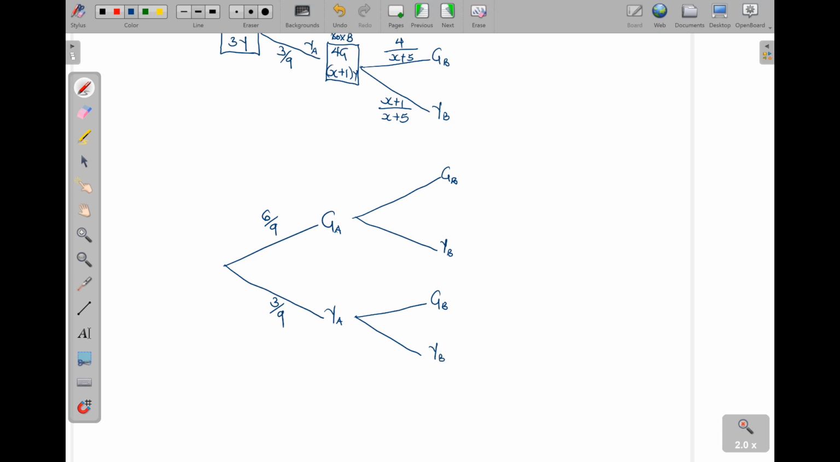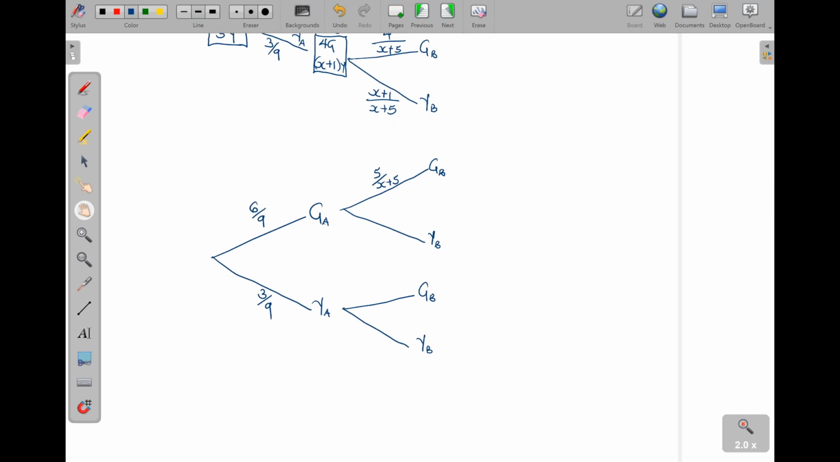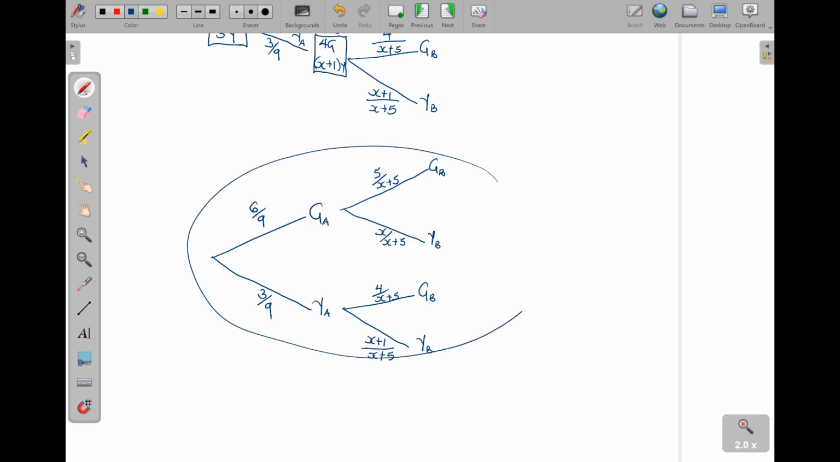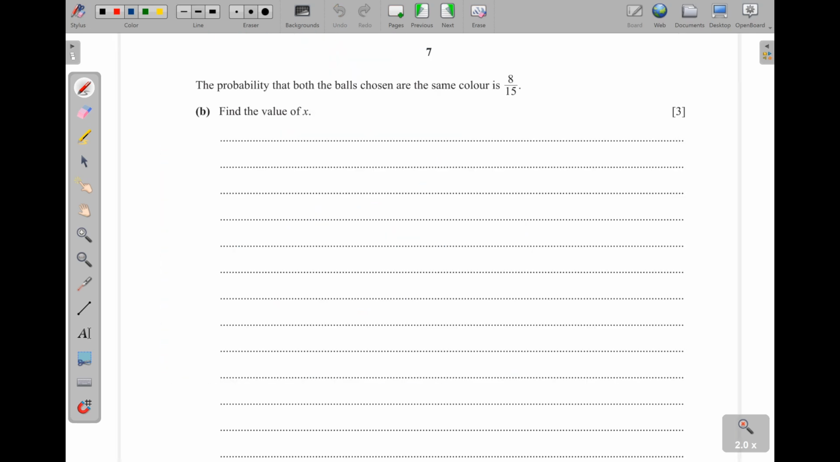So already up here we have seen that we have 5 over X plus 5, and then the other one is X over X plus 5, X over X plus 5. Then we have 4 over X plus 5, and then lastly X plus 1 over X plus 5. So this is what they are looking for, that the probability that both balls chosen are the same color is 8/15. Find the value of x.